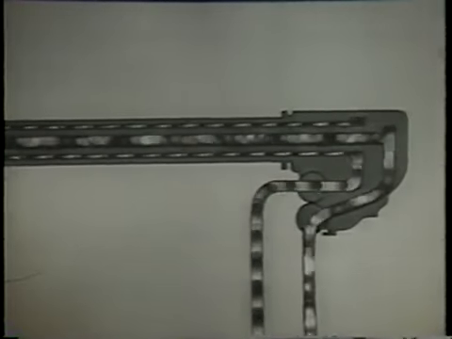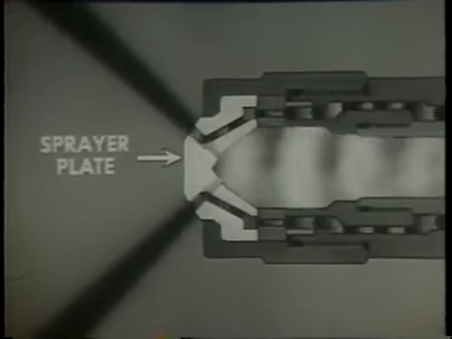The steam heats the oil. The steam and oil mix in the sprayer plate. The mixture passes through openings or jets in the plate and emerges as a fine mist. Meantime, the air from the forced draft blowers is entering the register and mixing with the oil spray.